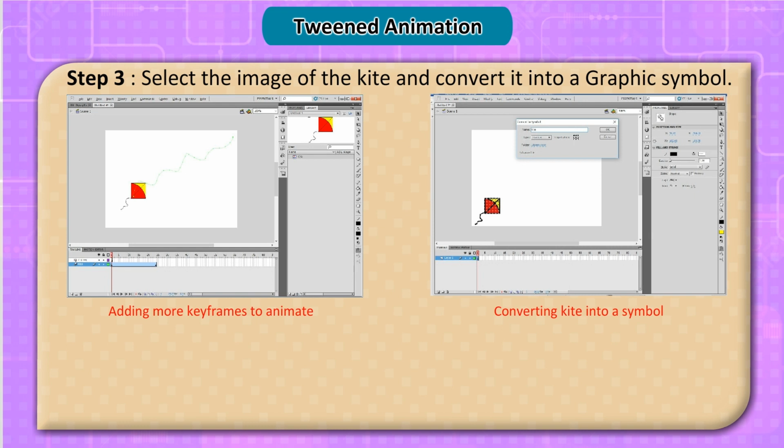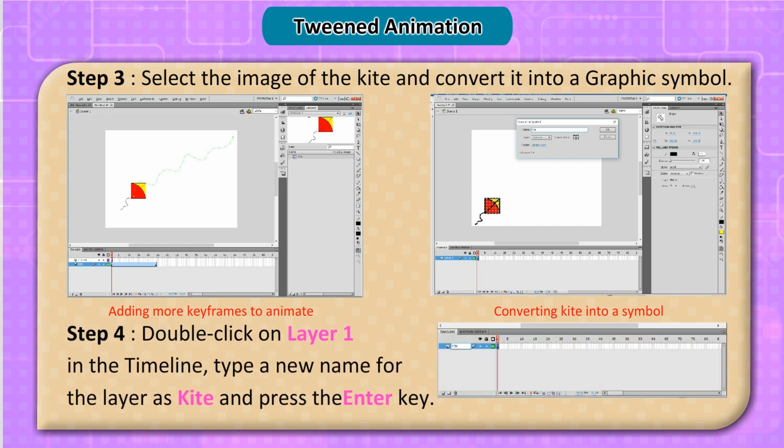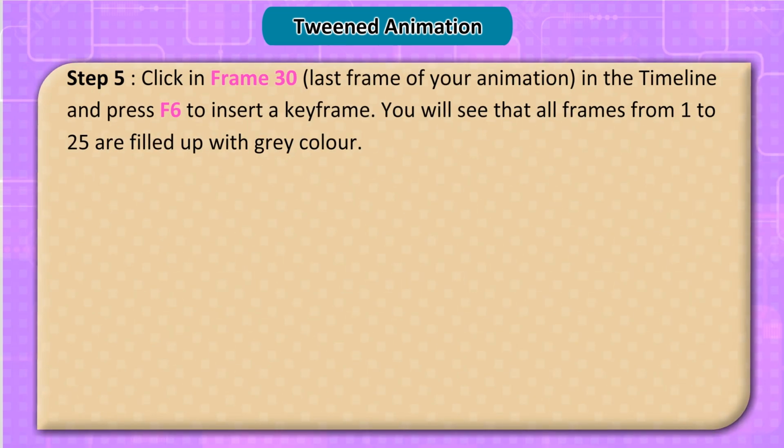Step 3. Select the image of the kite and convert it into a graphic symbol. Step 4. Double-click on layer 1 in the timeline, type a new name for the layer as kite and press the Enter key. Step 5. Click in frame 30, the last frame of your animation, in the timeline and press F6 to insert a keyframe. You will see that all frames from 1 to 29 are filled up with gray color.